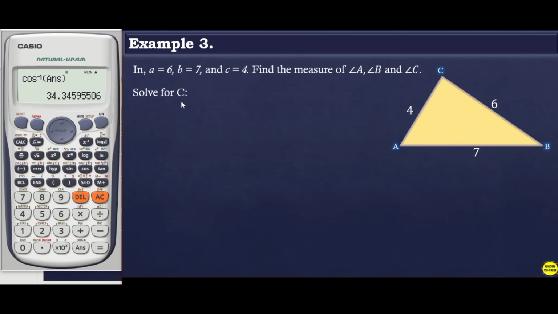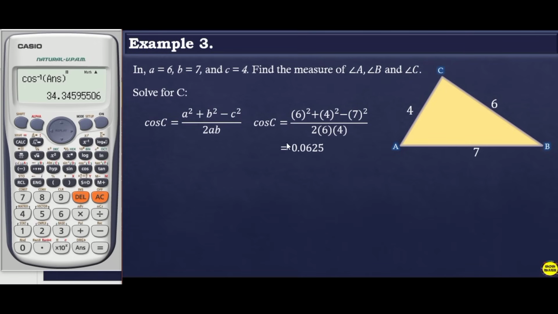Again, ang una pong angle na hahanapin ay yung opposite po ng longest side. So, para makuha natin siya, applying the law of cosine, we have cosine C is equal to A squared plus B squared minus C squared all over 2AB. So, substitute natin lahat ng values. Your A is 6. Your B is 4. And your C is 7. And then all over 2 times AB. So, A is 6, B is 4.